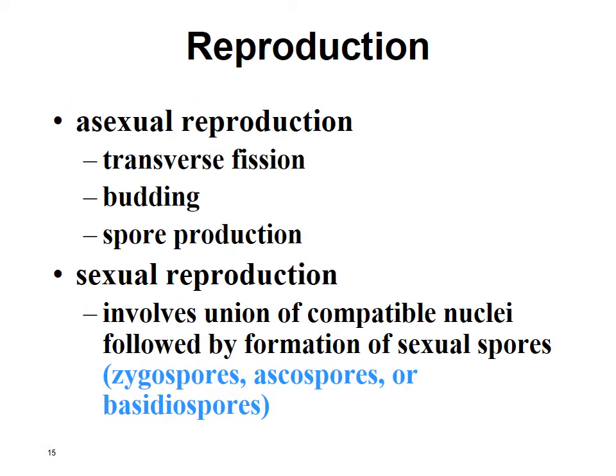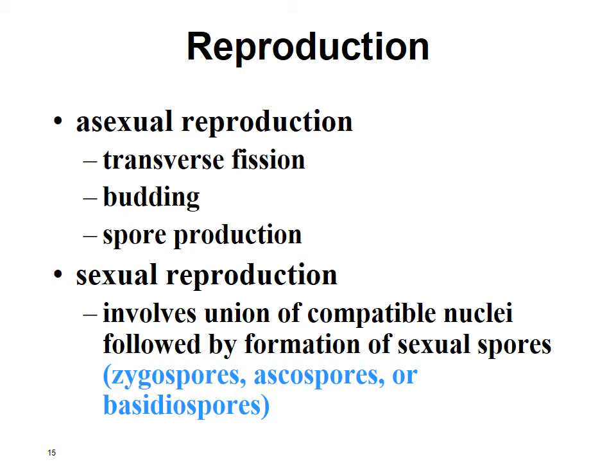Now let's take a look at reproduction. Reproduction in fungi can be either asexual or sexual. Asexual reproduction is accomplished in several different ways. The first method of asexual reproduction is called transverse fission. During this process, the cell undergoes mitosis and divides into two cells by a central constriction and formation of a new cell.